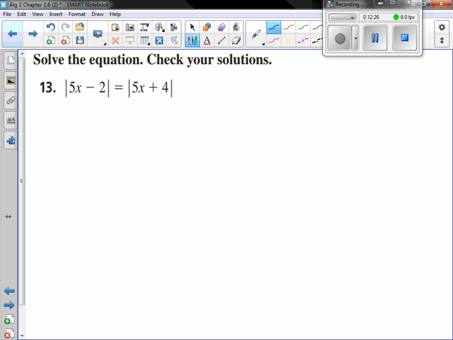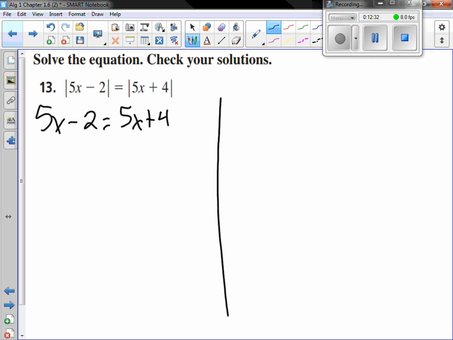Let's do this one. Number 13, the last problem on the note sheet is this one here. So we're going to have our two examples. We'll have 5x minus 2 is equal to 5x plus 4. And then we'll also have 5x minus 2 is equal to negative 5x minus 4. So we'll have the positive case and the negative case.